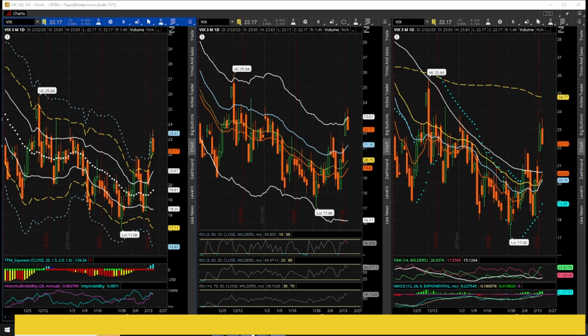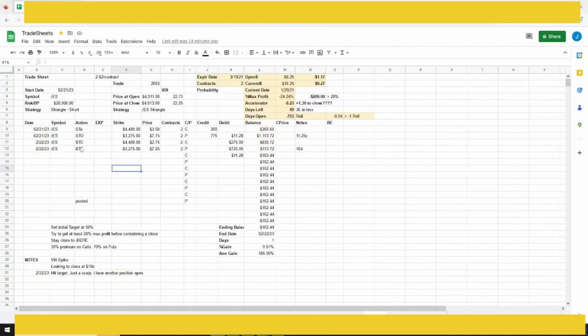So let's take a look at the actual trade sheet. This was the second one I entered. You can ignore all this because I'm scalping these, so I'm not really following any of this. And truthfully, I've kind of changed the way I trade the ES, and I try to go over 45 days, not stay close to it, and I rarely look for 50%. This 20% range is more what I'm looking at. But as you can see, I entered it. I sold the 44.80 call and 32.75 put. Got 11.25 credit on it.